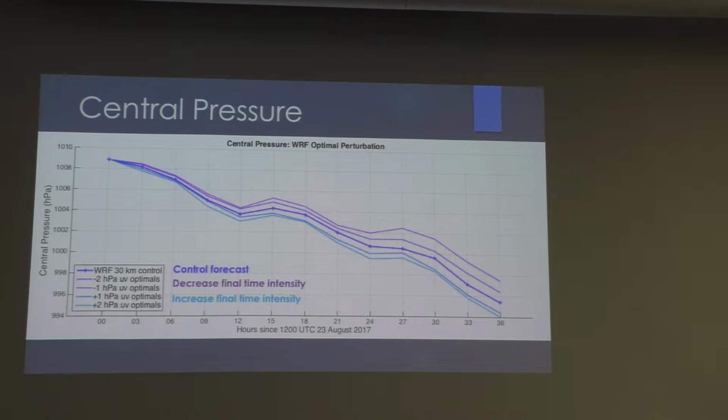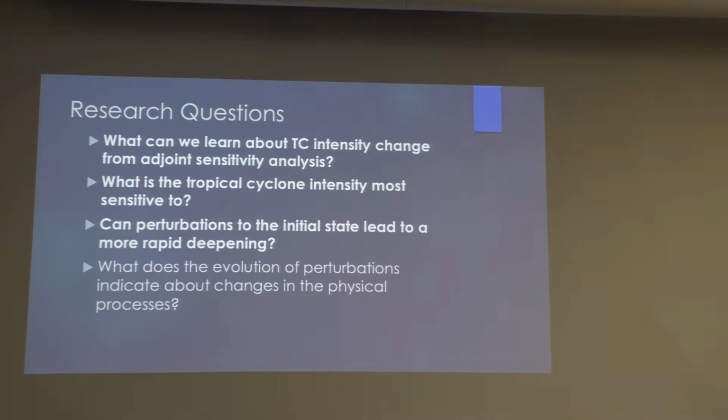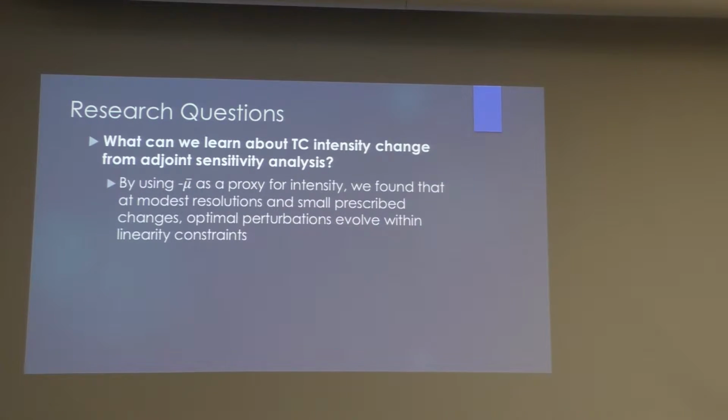So to conclude on this first portion, going back to some of the research questions I asked: what can we learn about TC intensity change from adjoint sensitivity analysis? By using mu as a proxy for intensity, we found that at modest resolutions and with small prescribed changes, optimal perturbations evolve within the linearity constraints of the adjoint model.